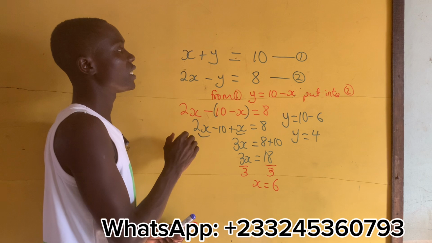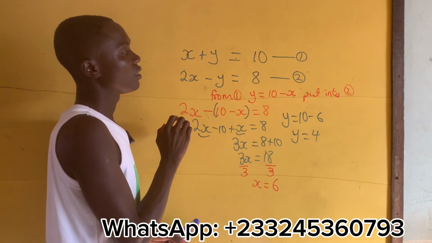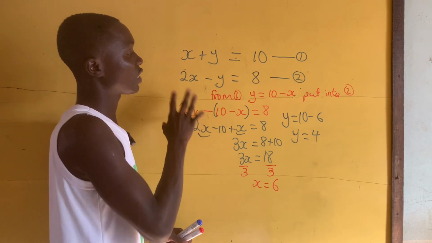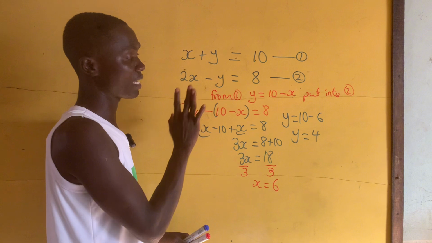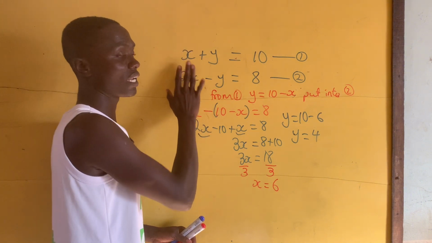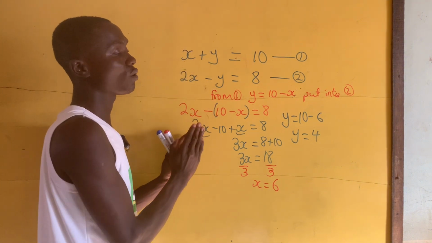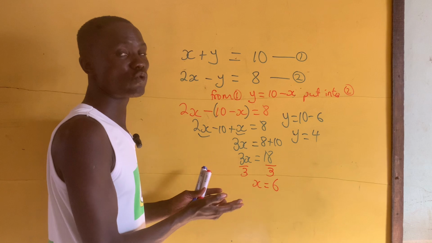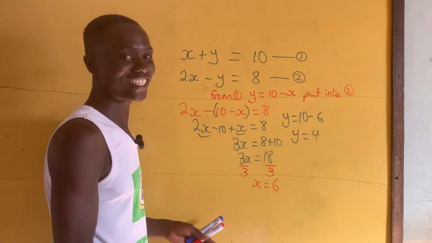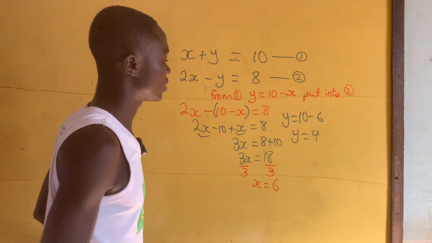You could have also made x the subject from equation 1. I have said that always look for the simple equation and do your change of subject in a very simple way. So let's proceed.